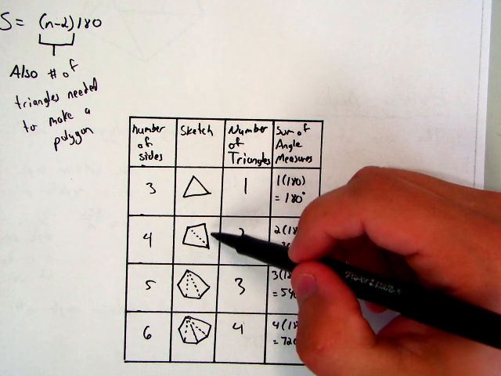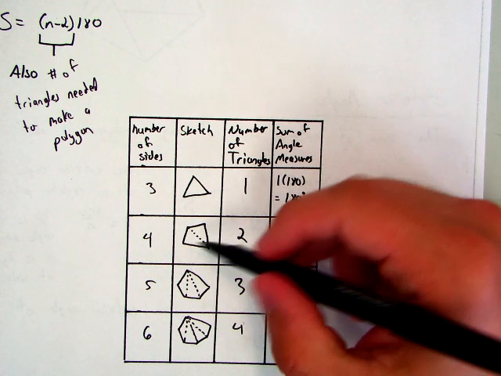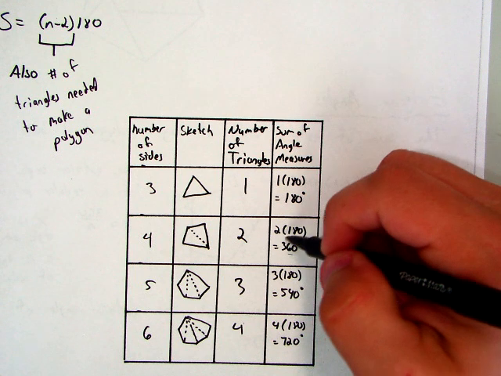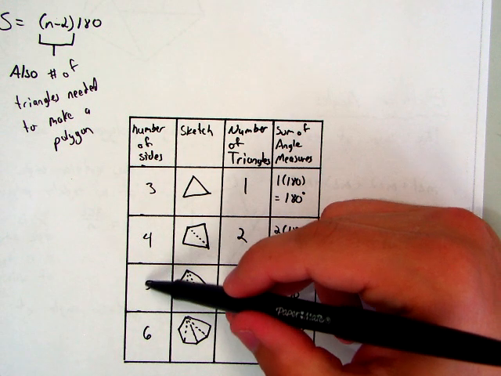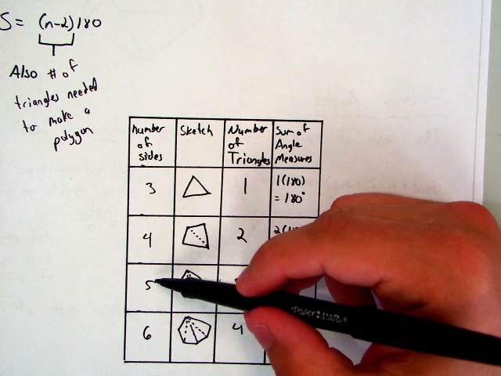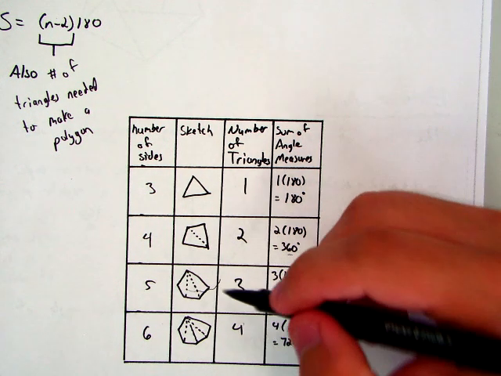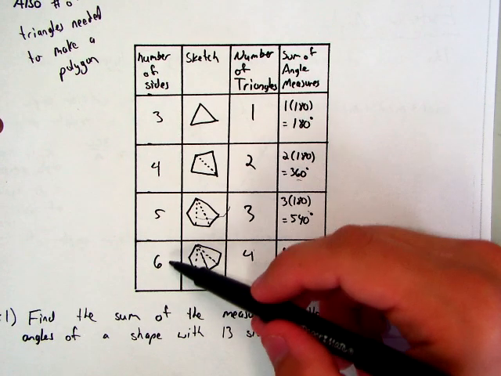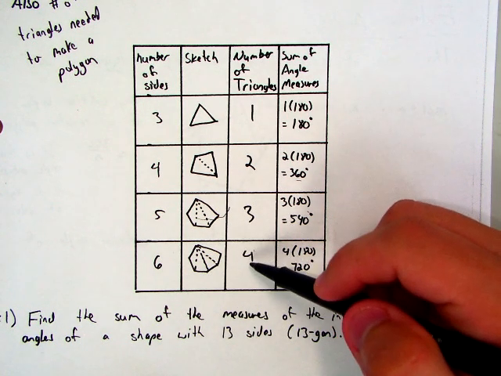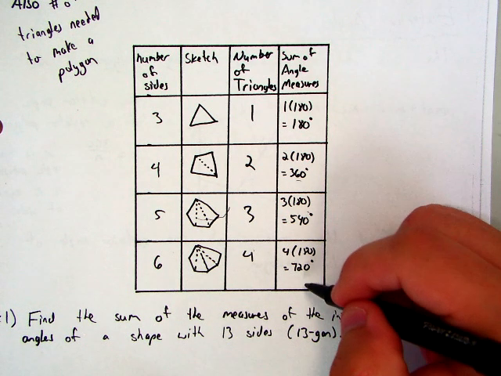This here is a quadrilateral. It has 4 sides. It takes 2 triangles to make it. 4 minus 2 is 2, so 2 times 180 is 360. Same thing with this pentagon here. It takes 3 triangles and has 5 sides, so 5 minus 2 is 3. Multiply that by 180. Same thing with a hexagon: 6 sides. 6 minus 2 is 4, and it takes 4 triangles. Multiply that by 180 to get the sum of interior angles of a hexagon.